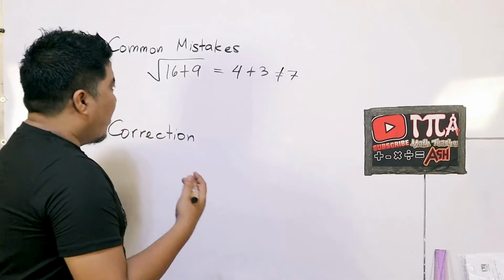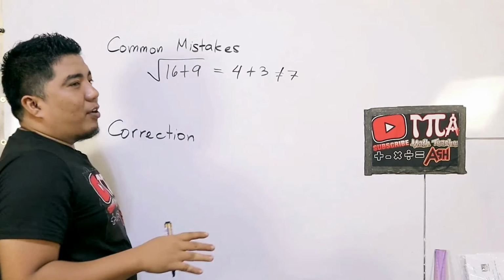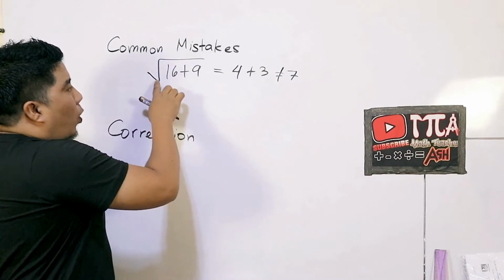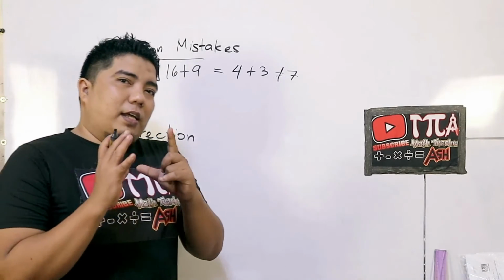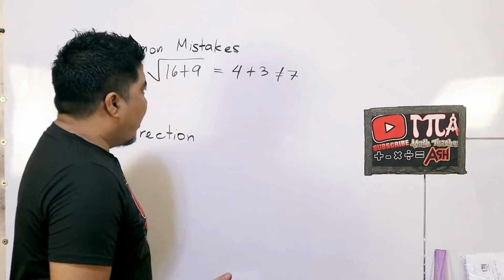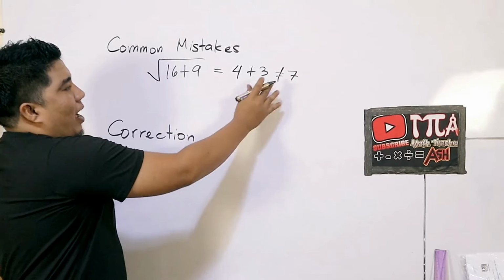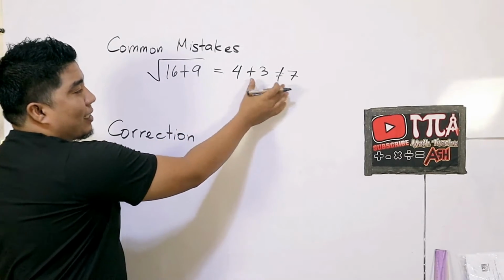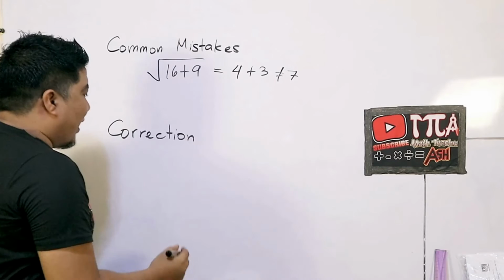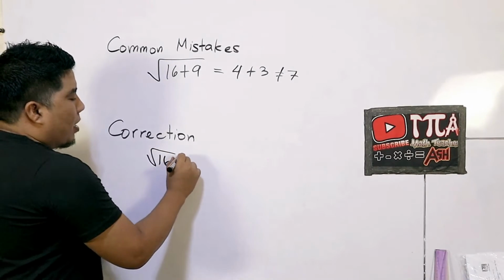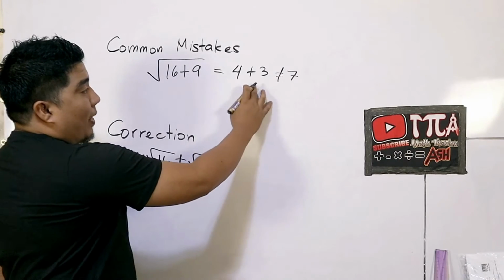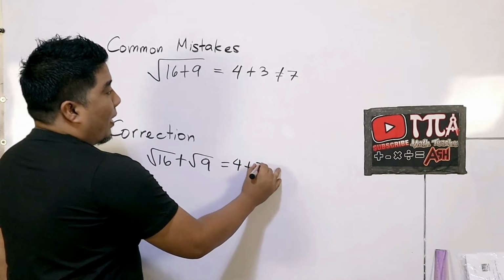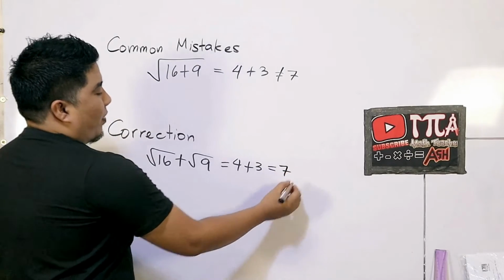Why is that so? Because if the whole radical symbol includes the operation, it means that this is not how it goes. If you want this kind of answer, it should be like this: square root of 16 plus square root of 9. That is the only way that you can apply this. That is 4 plus 3 is equal to 7.